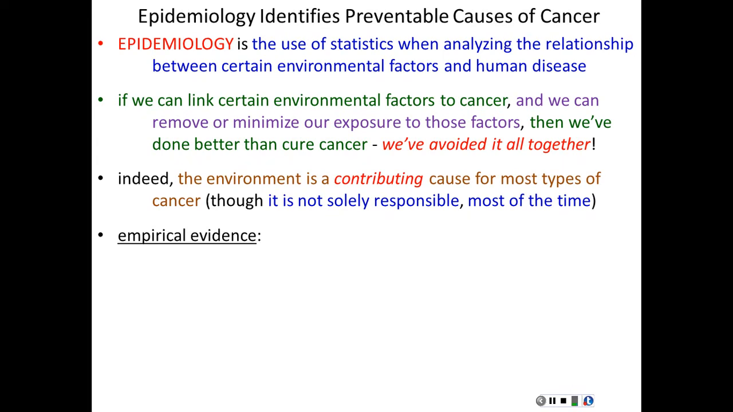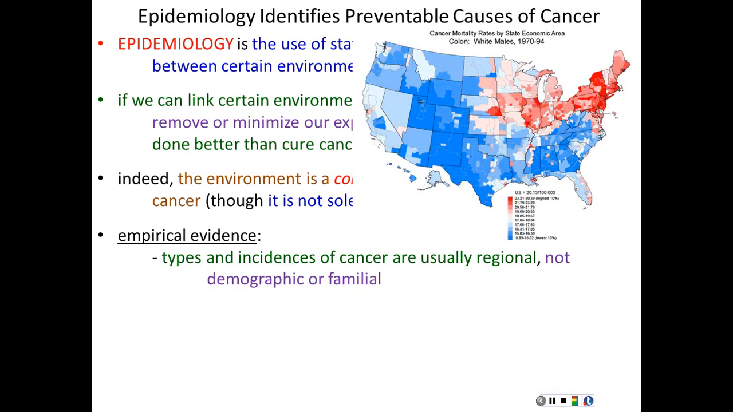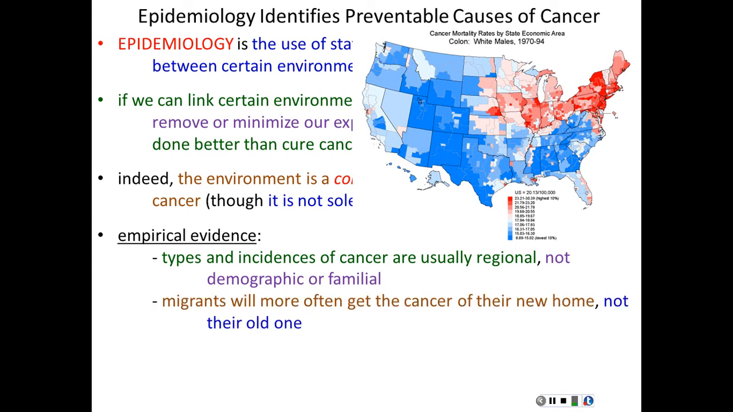Let's look at some empirical evidence for the epidemiology of cancer. The types of cancer and the incidences of cancer are usually regional, not demographic, not by ethnic background, nor familial. This shows, strikingly, the cancer mortality rates for colon cancer among white males for almost a 25-year period by state economic area. You can see the more red the number, the higher the incidence of cancer, the more blue the number, the lower the incidence. Is it family? No. Is it ethnic background? No. What seems to be the main contributing correlation between colon cancer and populations of people who have it in the United States? Region. Look, the highest rates of cancer are clustered in the northeast of the country. That is an environmental effect, not genetic.